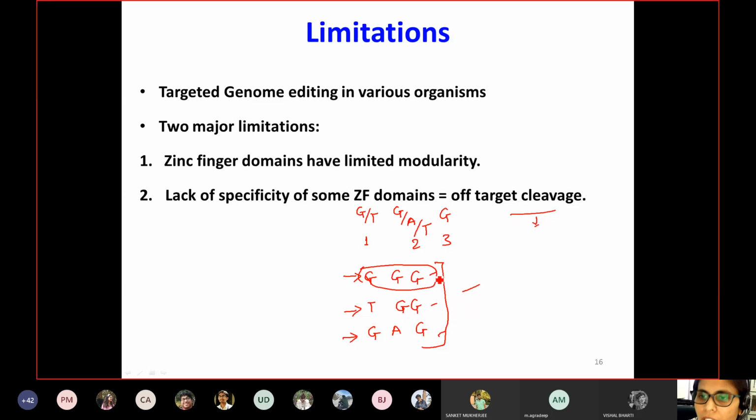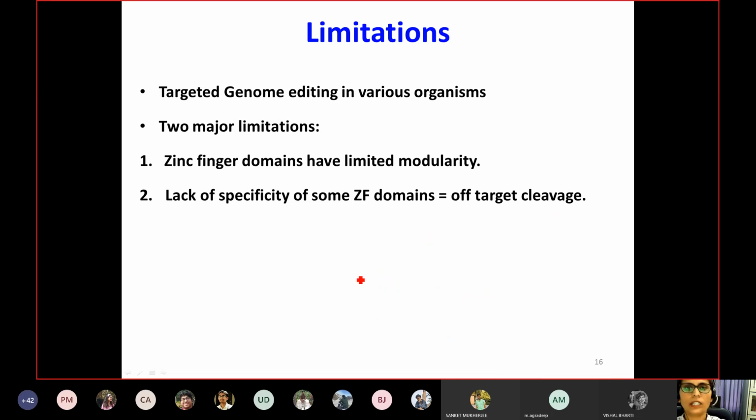That means not only this site will be mutated if you want to cleave at this site. Not only this site will be cleaved, some other positions will also be cleaved, and that actually limits the use of zinc finger domains, because it can also recognize some off-target sequences. Is this clear?